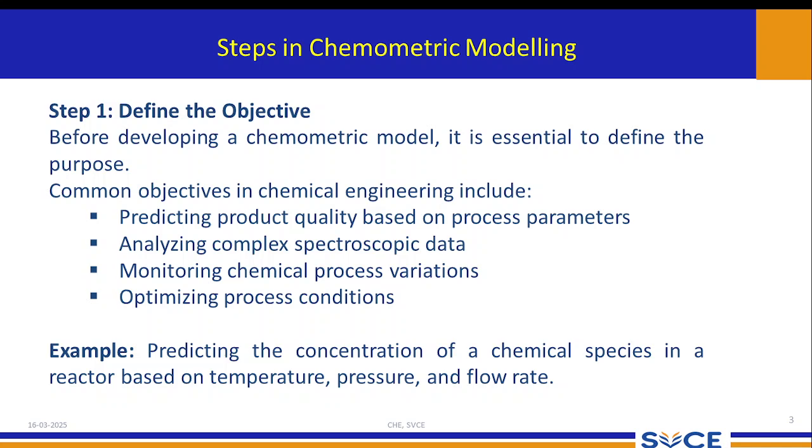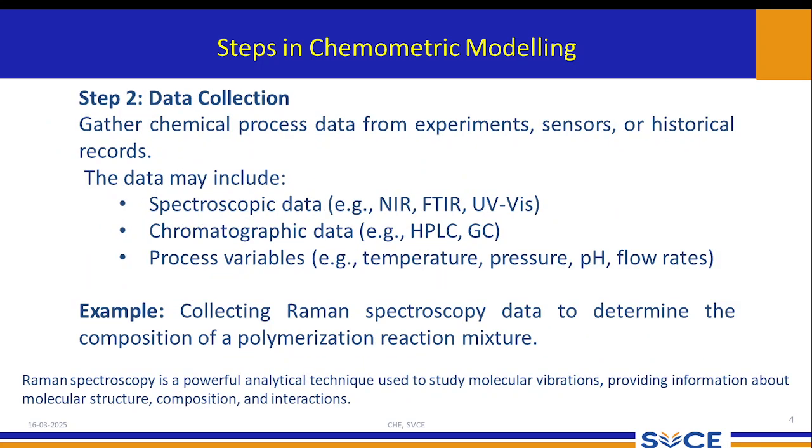A very good example given here is predicting the concentration of chemical species in a reactor based on the temperature and flow rate. Let's say A plus B gives C. I want to find the product concentration C in a CSTR. When I change the temperature, pressure and flow rate, how does it change? Is my product formation increasing or getting reduced? That is the main objective for any chemical engineer: to understand the effect of process variables on the reaction yield, especially inside the reactor.